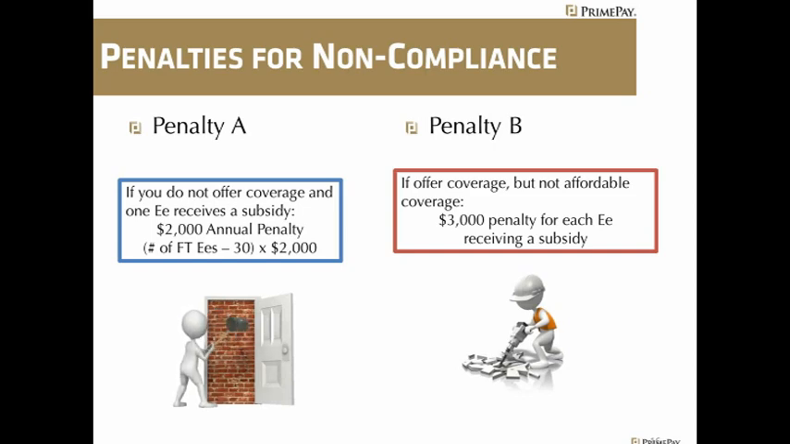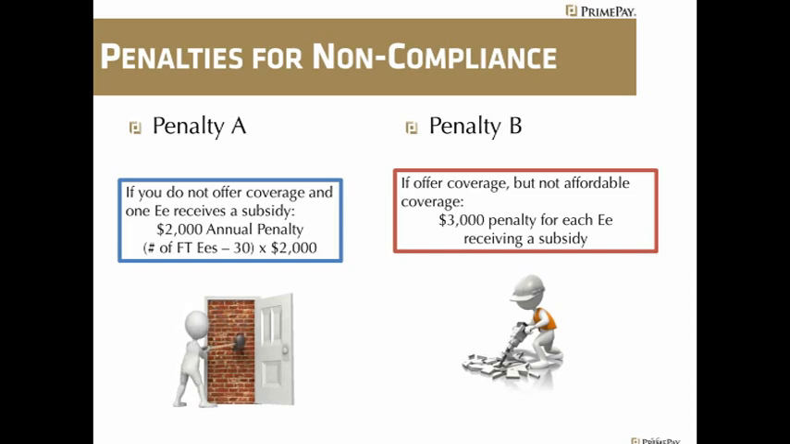Penalty B, sometimes, again, affectionately called the tack hammer penalty, because it just keeps being persistent to get you. If you offer coverage, but not affordable coverage, then potentially you can receive up to a $3,000 annual penalty for each employee receiving a subsidy. So that's on a per employee that receives a subsidy basis. That's why it's sometimes called the tack hammer penalty.